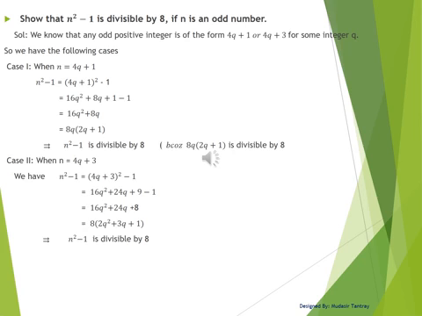That is equal to 16q square plus 24q plus 8. Now, take 8 as common. It is equal to 8 into (2q square plus 3q plus 1), which implies that n square minus 1 is divisible by 8.